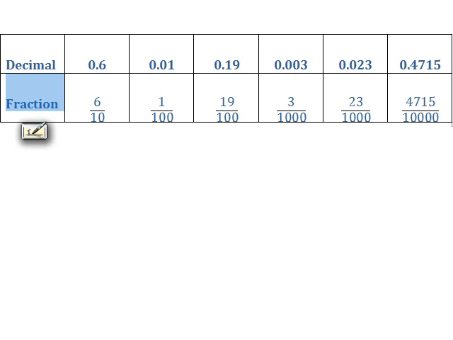So here we have the decimal 0.6. This is equal to 6/10. Here we have 0.01, and that's equal to 1/100. Here we have 0.19, and that's equivalent to 19/100. And here we have 0.0003, and that's equal to 3/10,000. And here we have 0.023, and that's equal to 23/1,000. And at the end here, we're talking about a fraction with 10,000 in the denominator, 4,715/10,000.